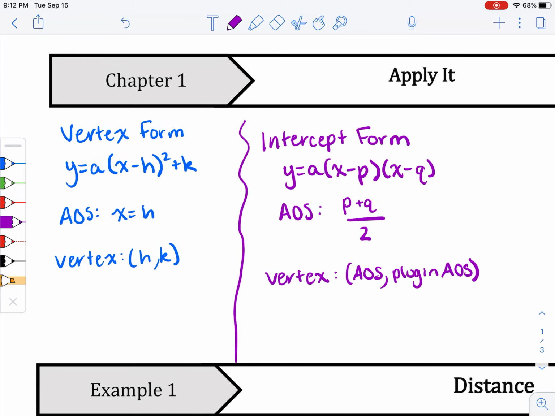Vertex form is where we have that a times x minus h squared plus k. Our axis of symmetry is just x equals h, and our vertex is h comma k.